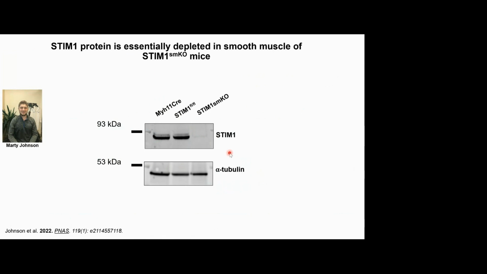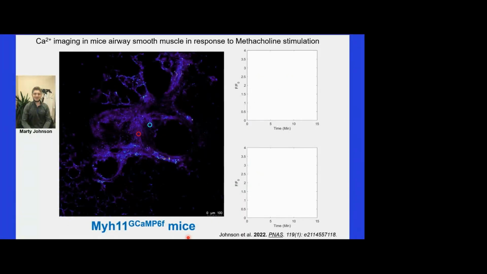So the angioplasty model in the mice is pretty much impossible, by the way. Just so you know. So this is just when you isolate smooth muscle specifically from the airways of these mice, there's not much STIM1 there. It's reduced by 90% or more. And I hope this will work.